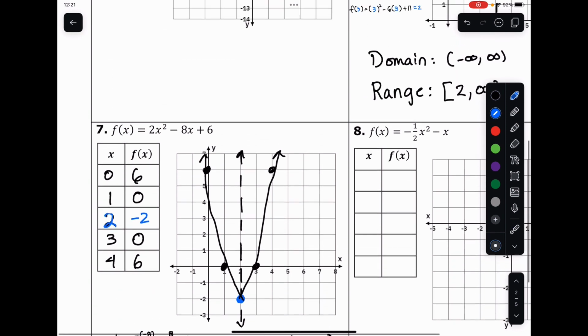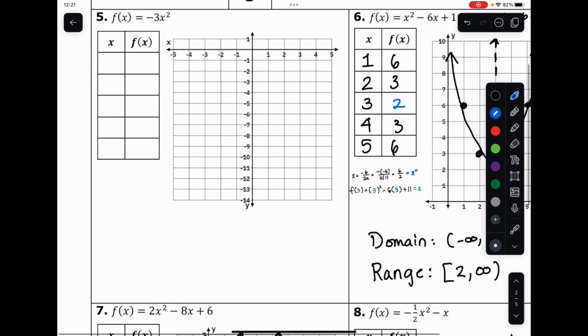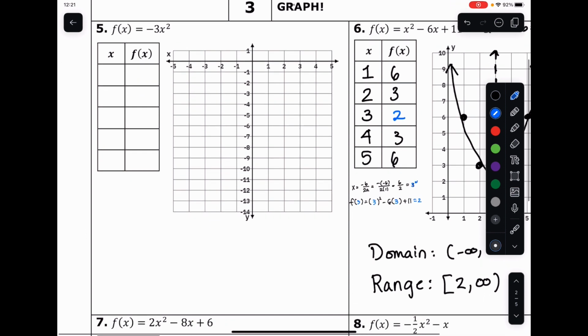Okay, let's look at the last examples. Look at example number 5. For example number 5, we'll start by again identifying where the vertex is located. So x equals negative b divided by 2a. And in this situation, since there is no x term, no constant either, so it's only negative 3x squared plus 0x plus 0. So our value of b is 0, and our value of a is negative 3.